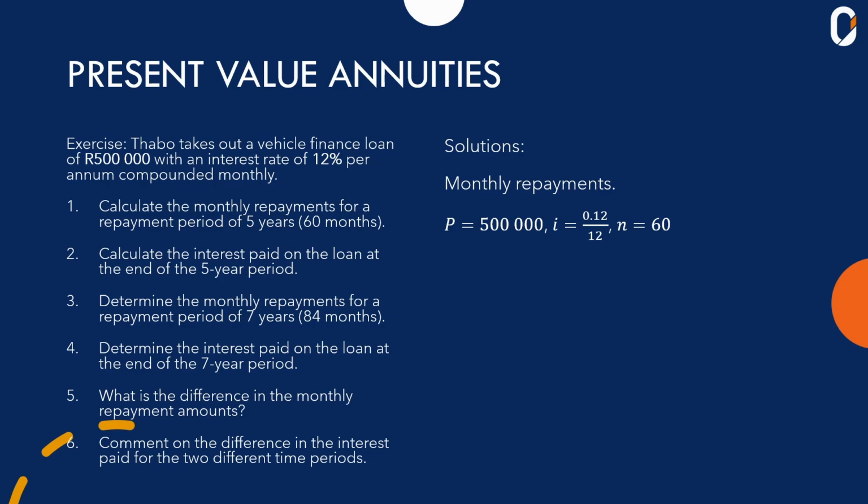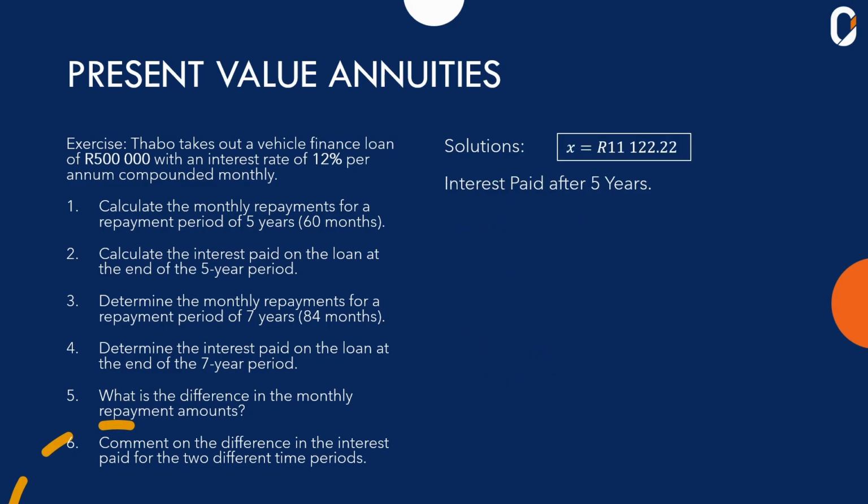And now introducing our present value formula, where X is now the subject of the formula. X is equal to P multiplied by I, all divided by 1 minus (1 plus I) to the power negative N. Substituting in our values, we have X equals 500,000 multiplied by 0.12 over 12, all divided by 1 minus (1 plus 0.12 over 12) to the power negative 60, to give us an X value of 11,122.22 rands, and this is the amount he needs to pay monthly for 5 years.